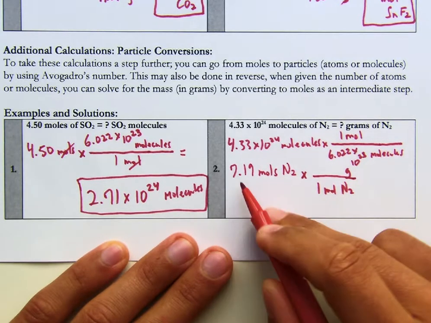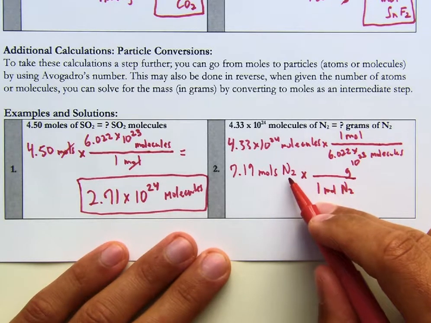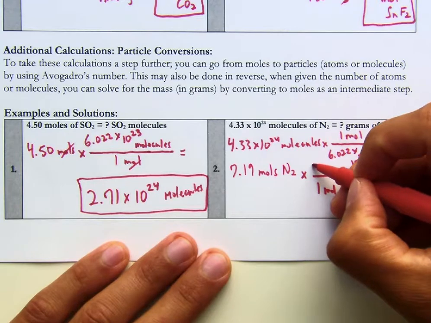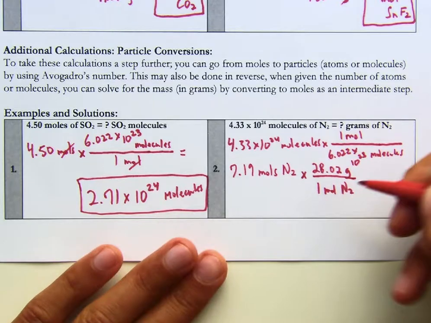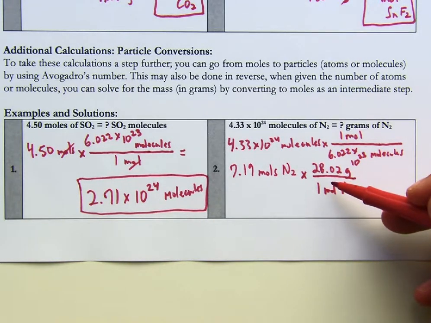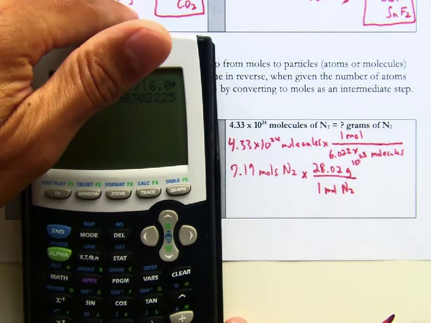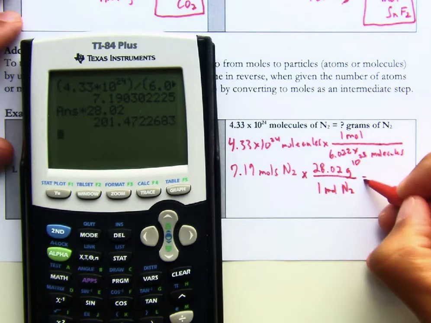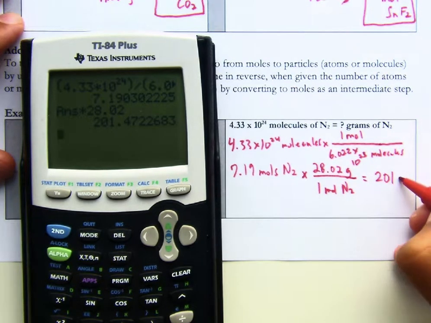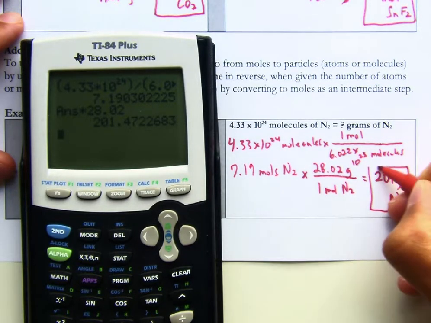We're going to take the number of moles and multiply it by the molar mass. Nitrogen is 14.01. If you have 2 of them, that means the molar mass is 28.02. So 1 mole is 28.02 grams. We have about 7.19 moles. I still have the number left in my calculator, and I'm going to say times 28.02. And my answer comes out to be 201 grams of N2.